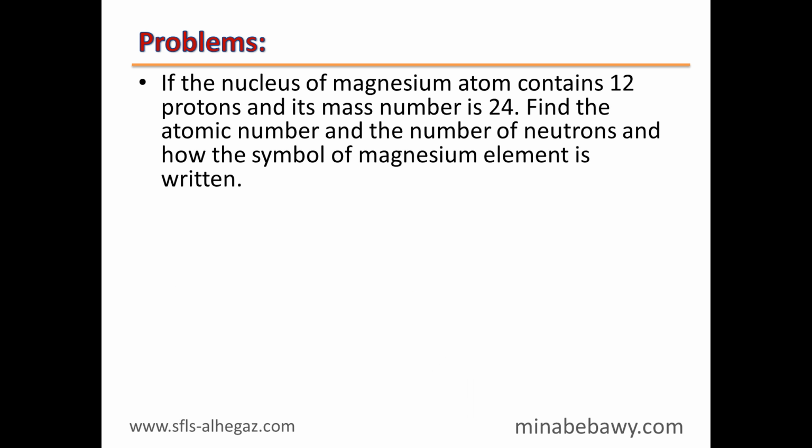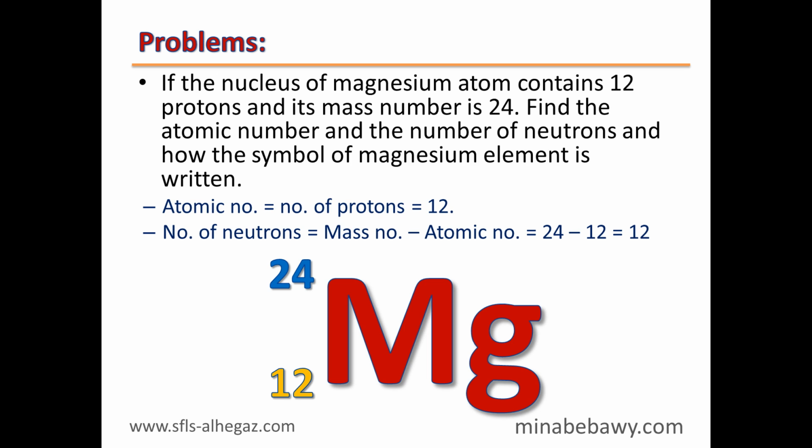Another one. If the nucleus of a magnesium atom contains 12 protons and its mass number is 24, find the atomic number and the number of neutrons and how the symbol of magnesium is written. Atomic number equals number of protons equals 12. Number of neutrons is equal to mass number minus atomic number equals 24 minus 12 equals 12.